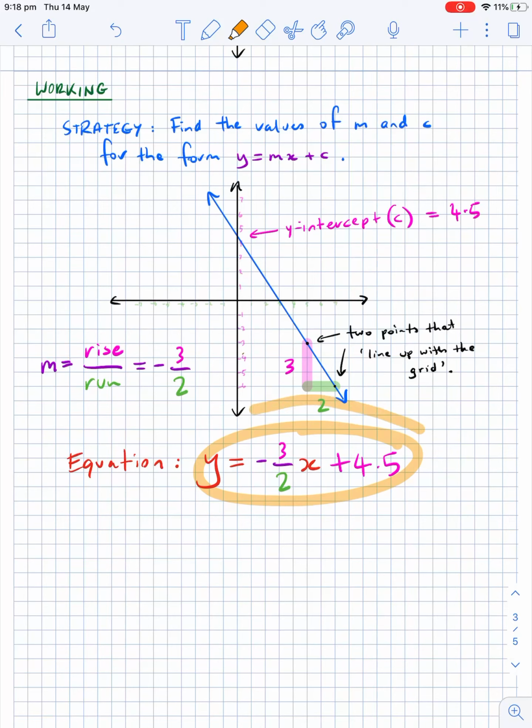So this can go straight into the formula. Notice that your m is the number in front of x. That changes to this. And our c changes to positive 4.5. So we go plus 4.5. That is the equation of our line.